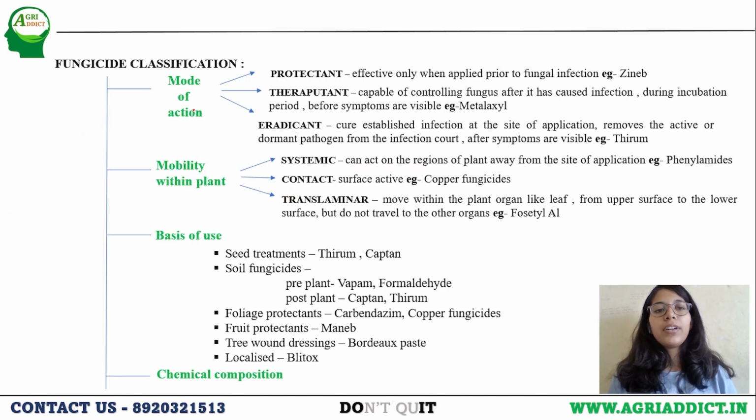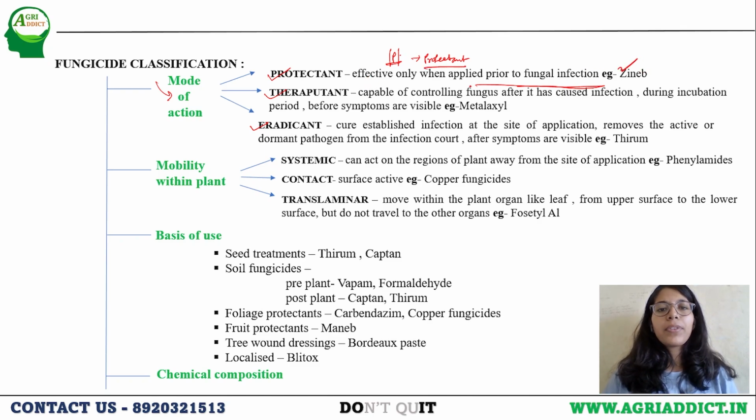Fungicides can be classified on the basis of various parameters. Okay, so first we will classify fungicides on the basis of the mode of action. It is of three types: protectant, therapeutant, and eradicant. What are protectants? Protectants are applied prior to the fungal infection. So for a healthy plant, if we want to protect that plant from the pathogen, we will apply protectant, that is before the fungus has infected the plant.